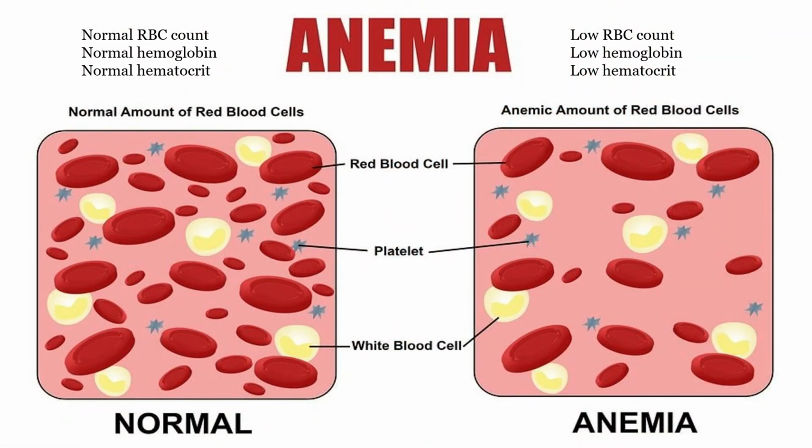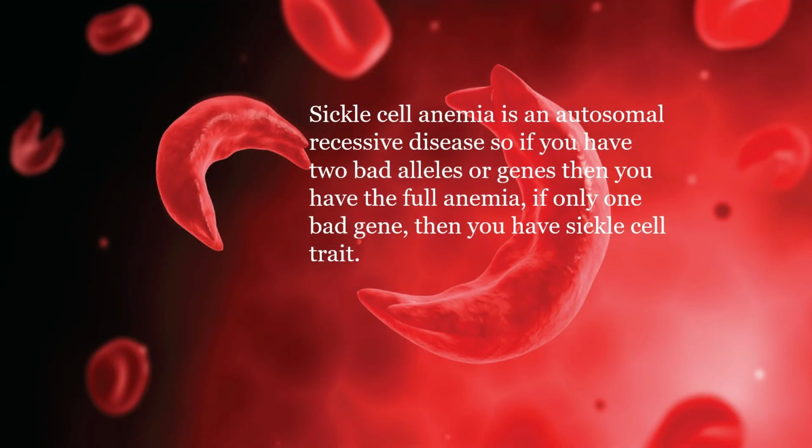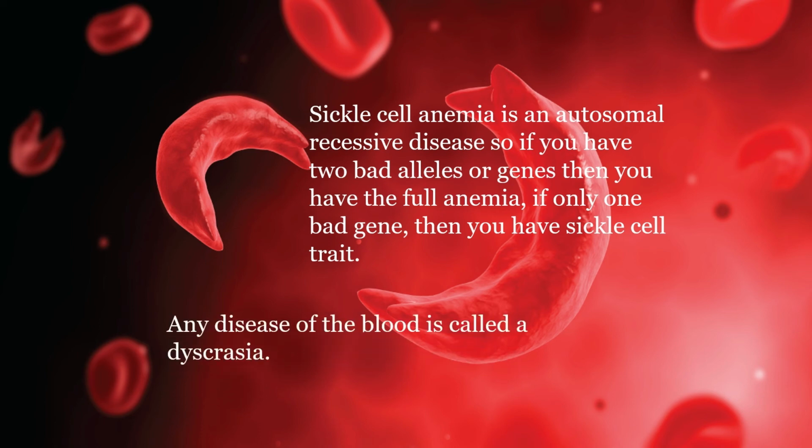Anemia is a lack of erythrocytes. You will see low red blood cell count, hemoglobin, and hematocrit in these patients. The most common type of anemia is called iron deficiency anemia. Sickle cell anemia is autosomal recessive in its genetics, as both alleles or genes from mom and dad must be diseased for you to have it. If at least one gene is good, then there will only be sickle cell trait. Any disease of the blood is genetically called a dyscrasia.